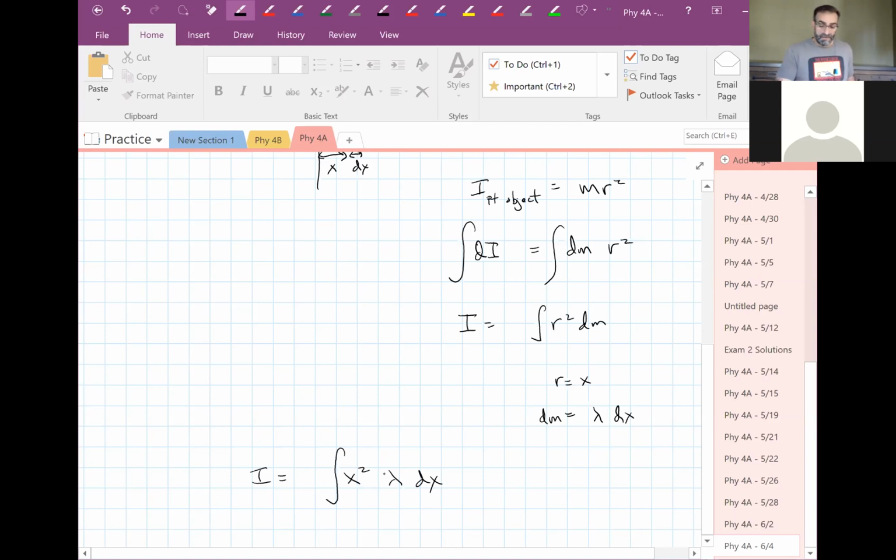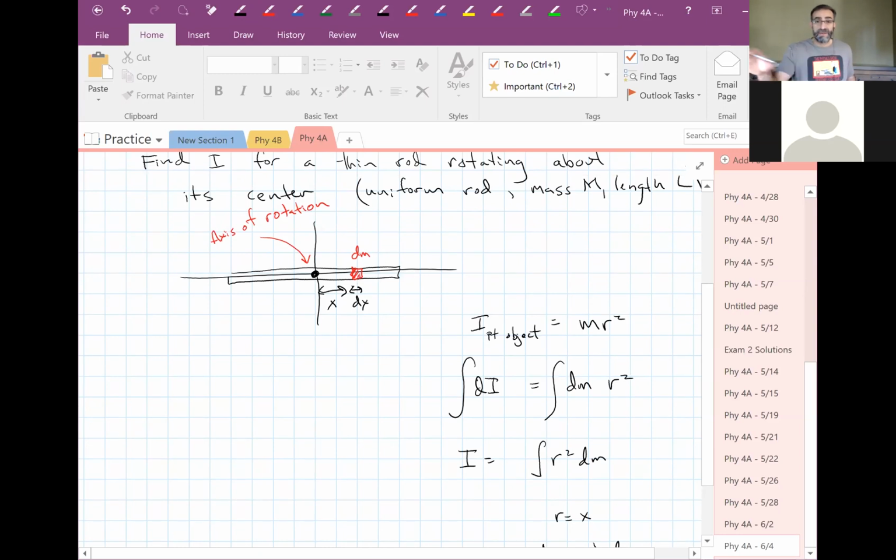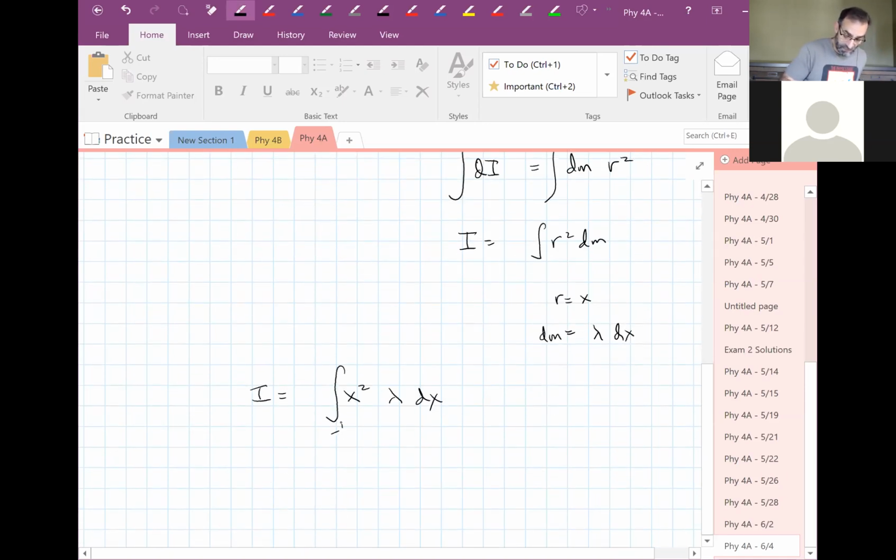And what am I integrating over? All the dm's, right, that make up every little chunk of mass that makes up my rod, starting at one end of the rod and going all the way to the other end. I am integrating from minus L over 2 to plus L over 2. Now you ask yourself, is lambda constant? If it is, it comes out of the integral. If it isn't, you plug in the function that you get.